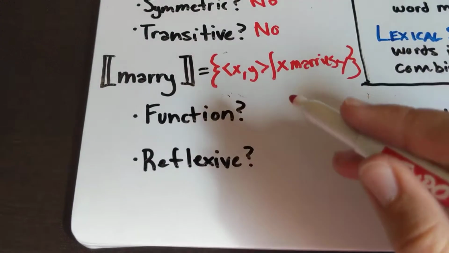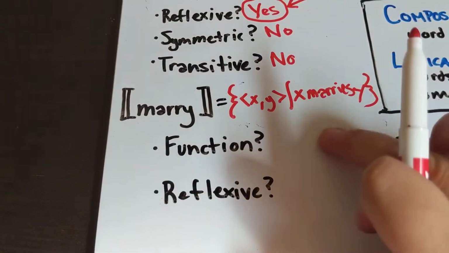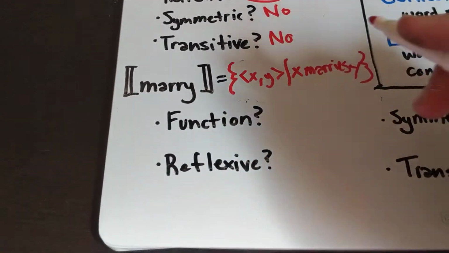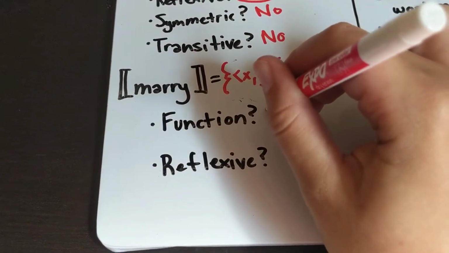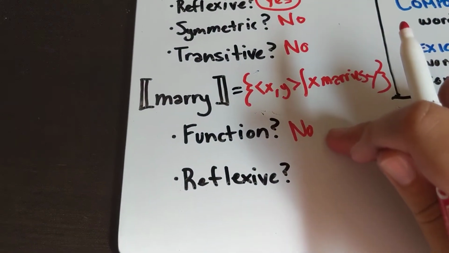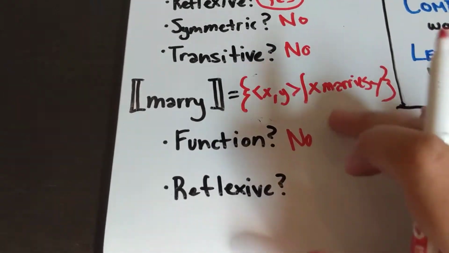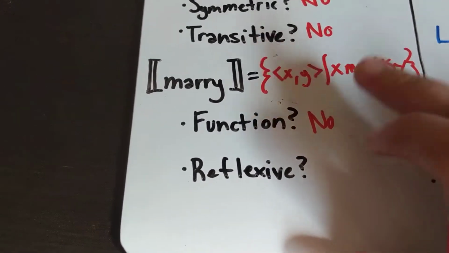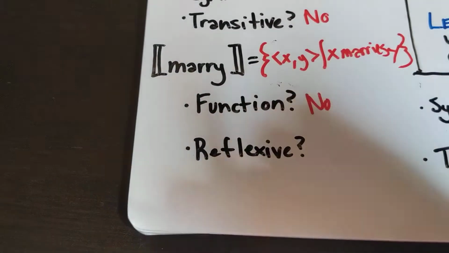So we ask ourselves, is marry a function? Is it possible to marry more than one person? Yes, it is. So it is not a function. You're not supposed to be married to more than one person at a time, but you can marry more than one person in your lifetime, so it's not a function.